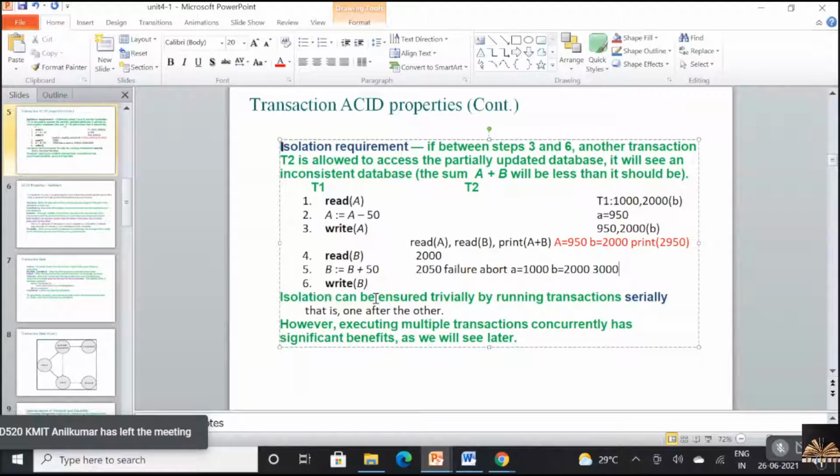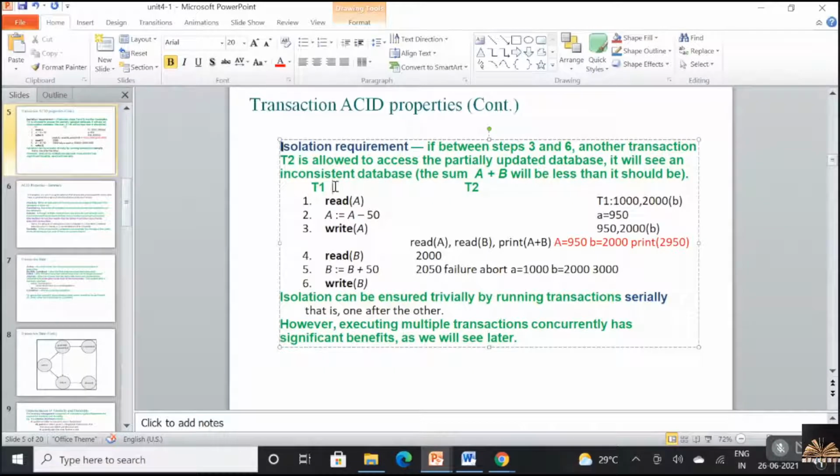So isolation can be ensured trivially by running transactions serially. There is a special topic on this. We'll be working with that particular topic. Isolation can be ensured trivially by running transactions serially, that is, one after the other. So once I complete transaction T1, I go with T2, or complete T2, then go with T1. That is the meaning of running transactions serially.